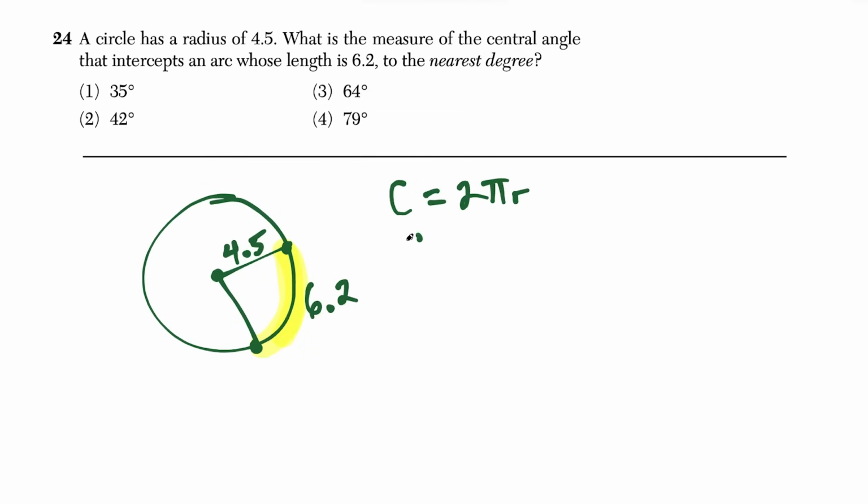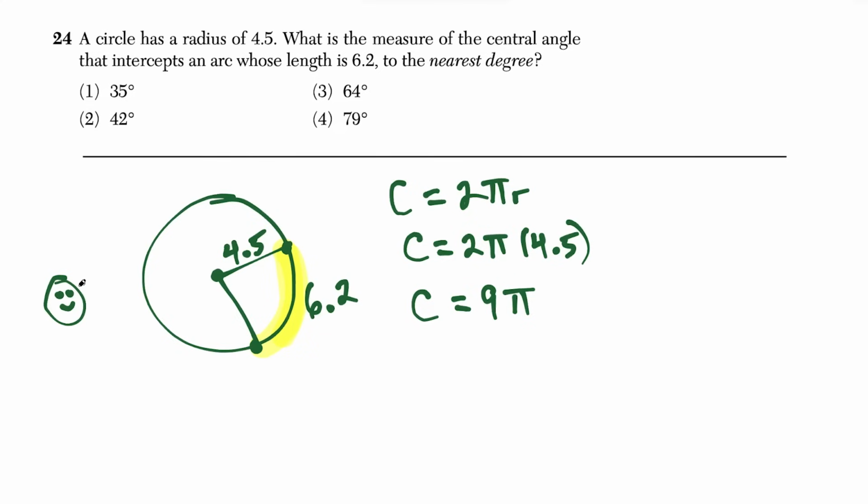So if I plug in, circumference equals 2 times pi times r, and r is 4.5. So we work this out. 2 times 4.5 is equal to 9. So the circumference is 9 pi. This is the whole distance around, going all the way around. So the concept that we need, what I think of for these questions, is part over whole. Okay, we're taking a fraction of the circle. We're doing part over whole.